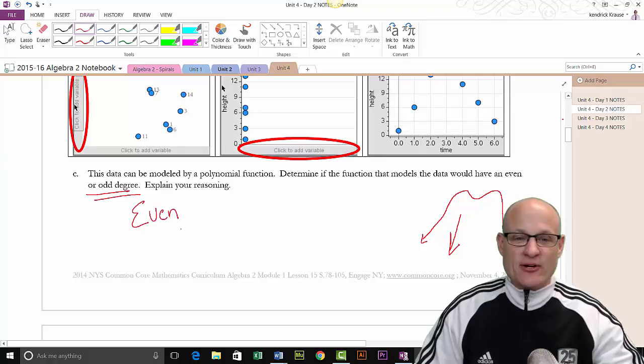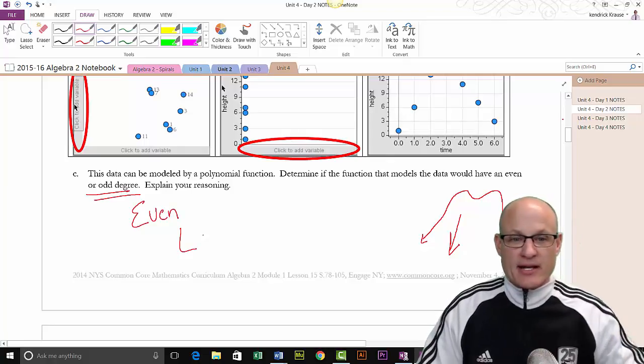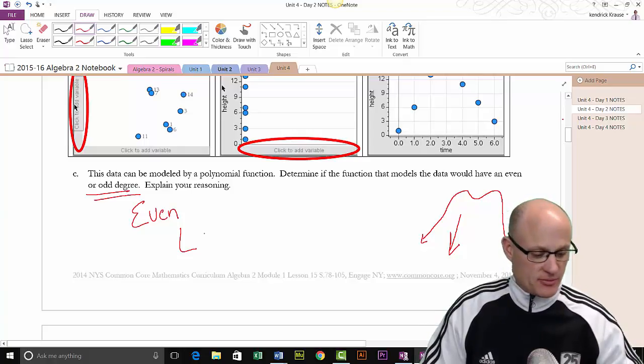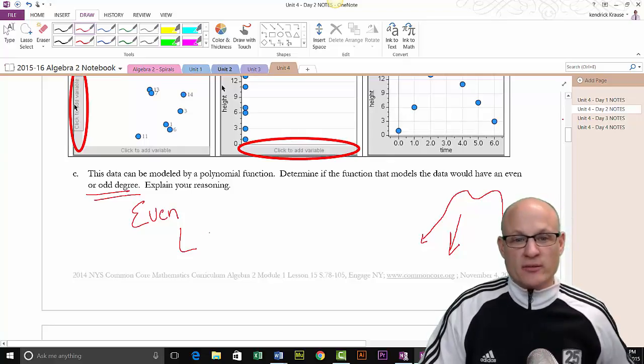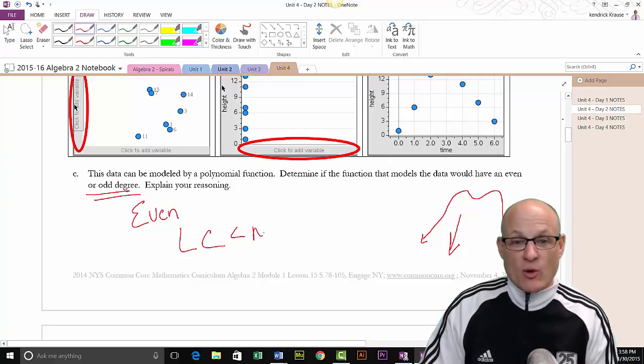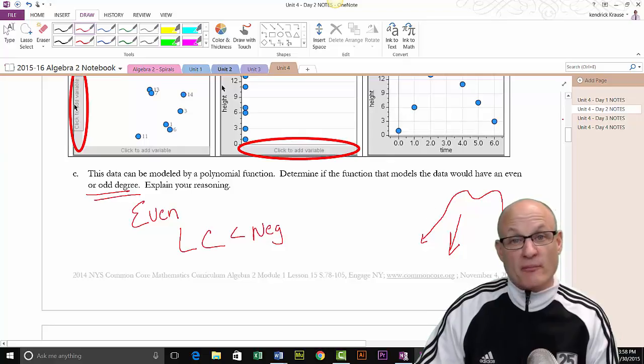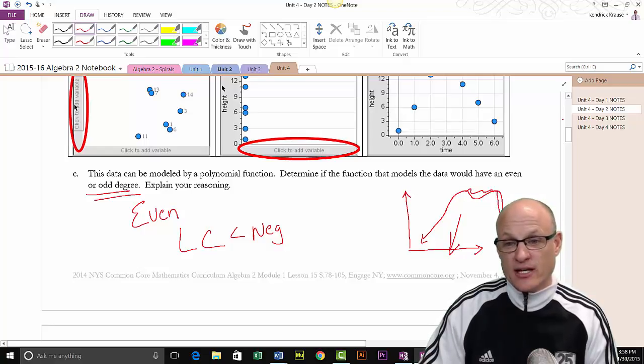Not only is it an even function, the next question is, what does the leading coefficient have to be? In this case, the leading coefficient is going to be negative. And why is it going to be negative? Because they're both coming down. So what does this tell me? It tells me as my speed increases, my fuel economy increases up to a certain point, and after a certain point, I start to lose fuel economy.